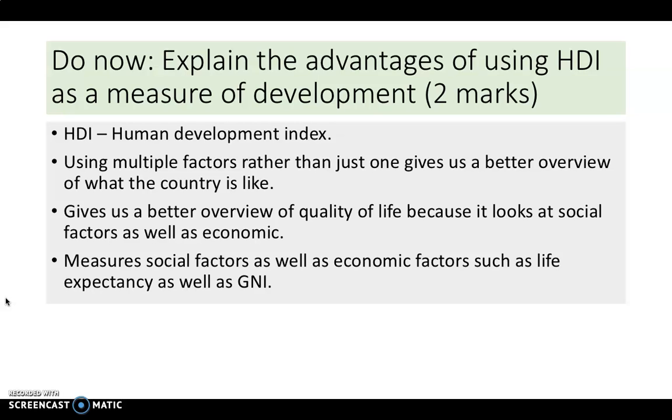So let's have a look at some of the things that you might have included. Hopefully you've all remembered what the Human Development Index is. It's a measure that looks at multiple factors rather than just one, and what it does is it gives us a better overview of what a country is like. It also gives us a better overview of quality of life because it looks at social factors as well as economic. So anything along those lines would have got you 2 marks. And also it measures social factors as well as economic factors such as life expectancy as well as GNI, which is gross national income. So you could even have mentioned the types of things that were used to measure the HDI.